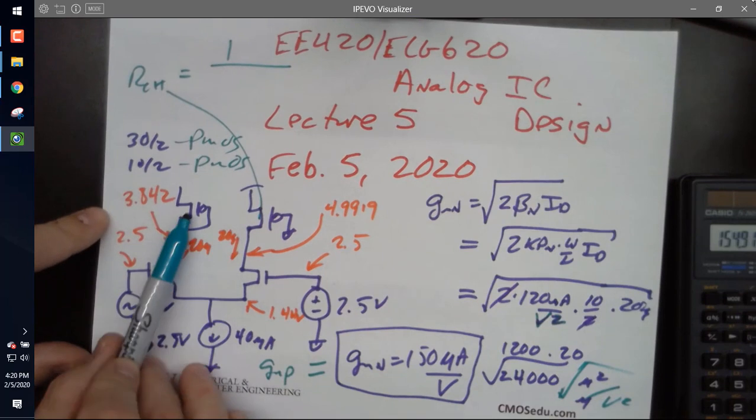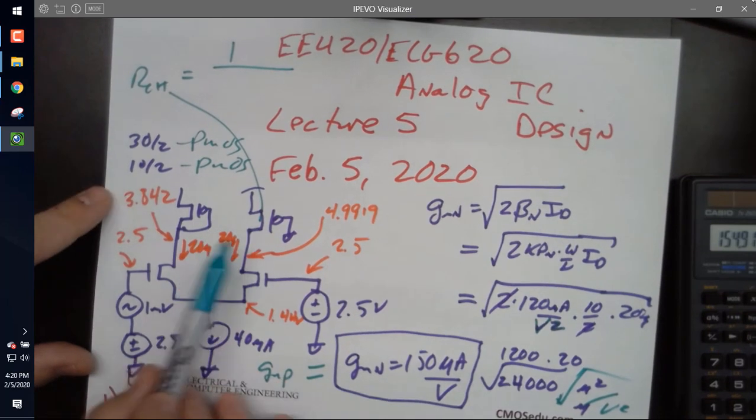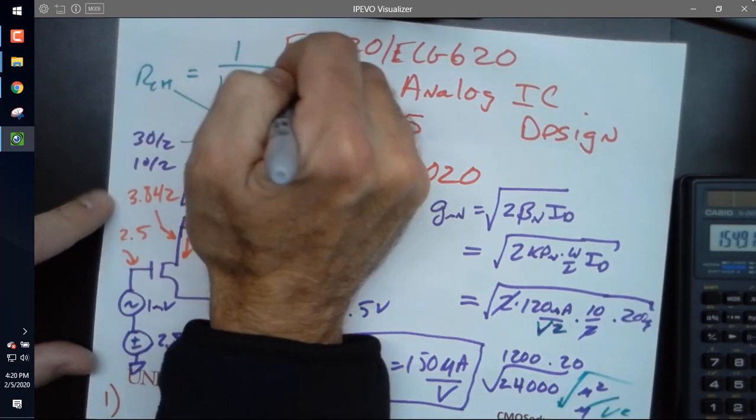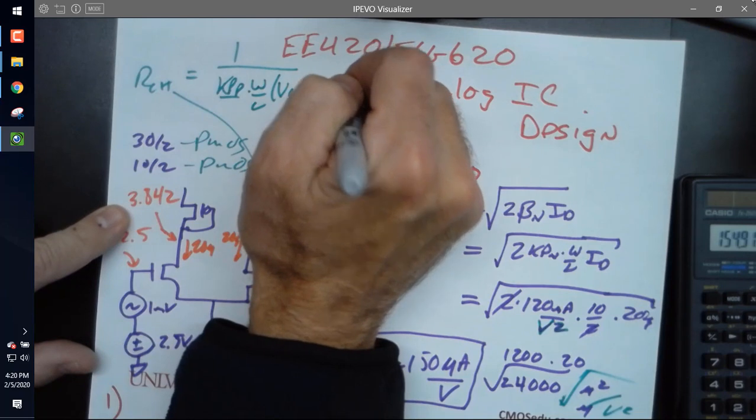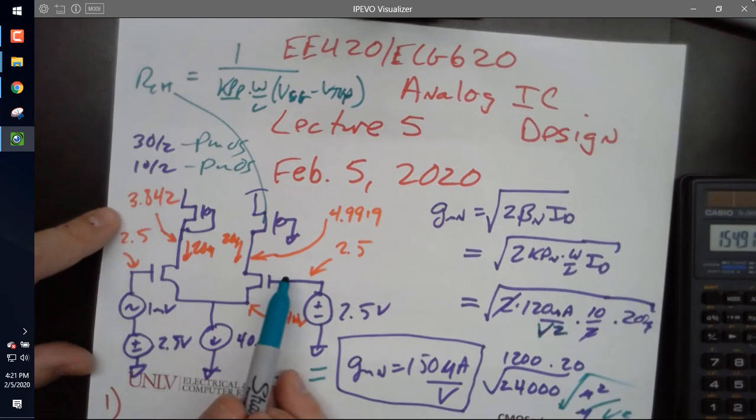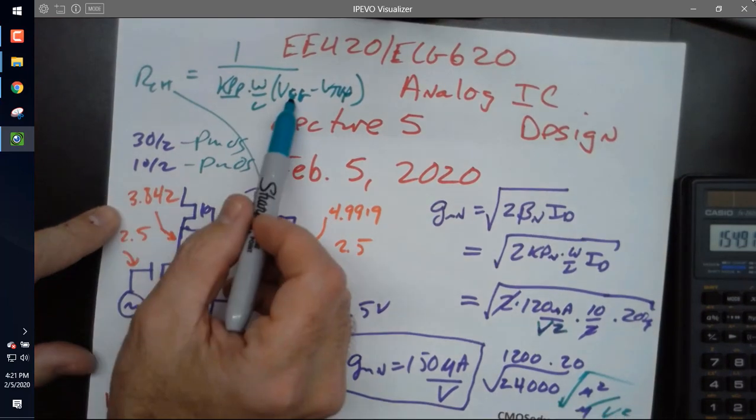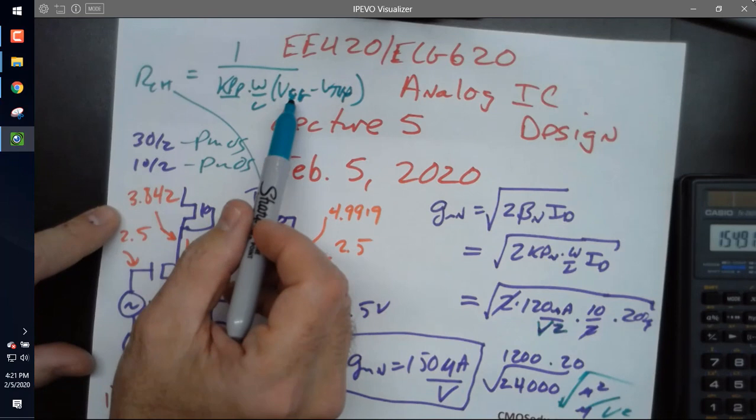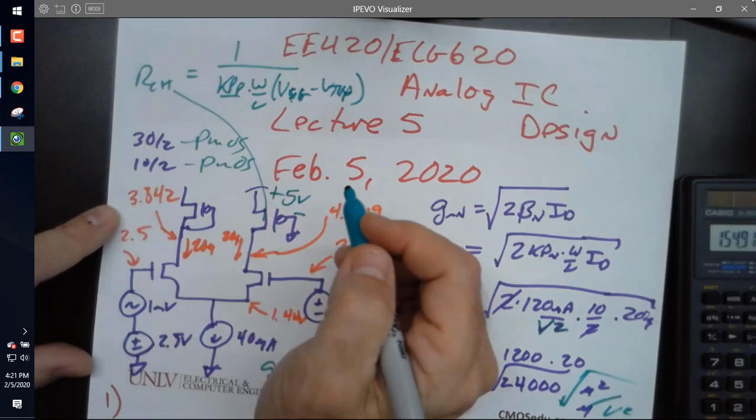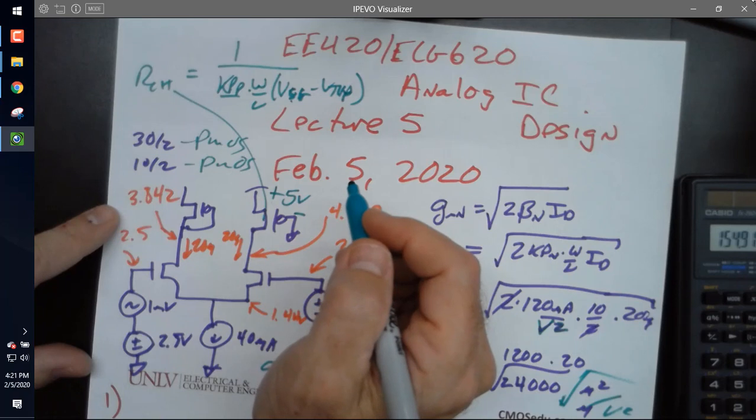Because this GM, we don't use the triode one, we use KP sub P times W over L times VGS minus V threshold P, or VSG. But what is the place where you make the mistake here? Yeah, the VSG is what? What's the VSG here? 5 volts. Does everybody see that? So let's calculate our channel.